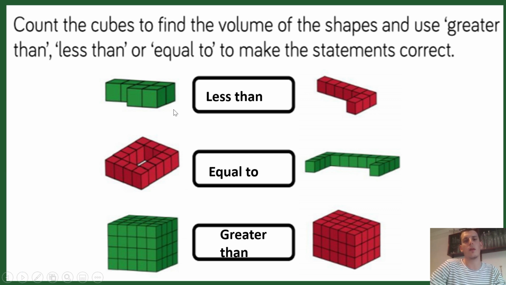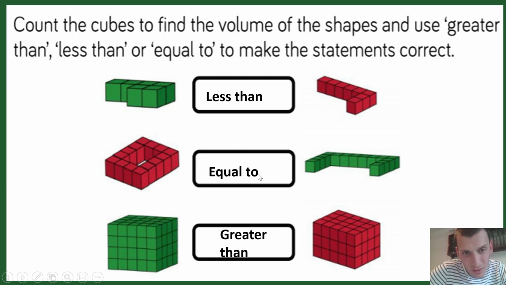Excellent. So this shape is less than this shape because if we count it, this is 1, 2, 3, 4, 5, 6. This is 6 centimeters cubed. And this one is 1, 2, 3, 4, 5, 6, 7, 8. This is 8 centimeters cubed. So 8 centimeters cubed is going to be bigger than 6 centimeters cubed. So 6 centimeters cubed is less than 8 centimeters cubed.